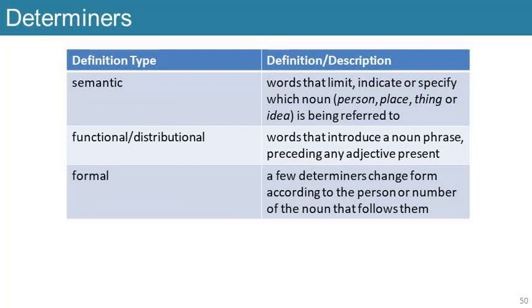Determiners can be defined semantically as words that limit, indicate, or specify which noun, person, place, thing, or idea is being referred to. A functional distributional definition has them as words that introduce a noun phrase preceding any adjective present. A few determiners change form according to the grammatical person or number of the noun that follows them. For example, this book, these books. But in most cases there's no change of form.